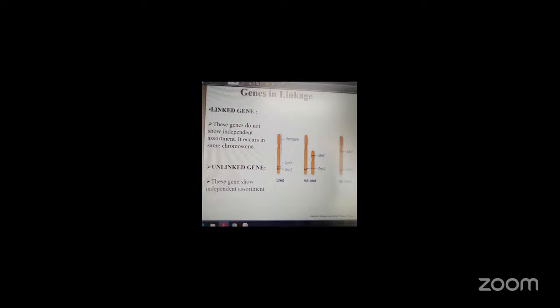Another topic is the types of linkages. On the basis of crossing over, on the basis of chromosome involved, and on the basis of gene involved. So these three types of linkages occur.